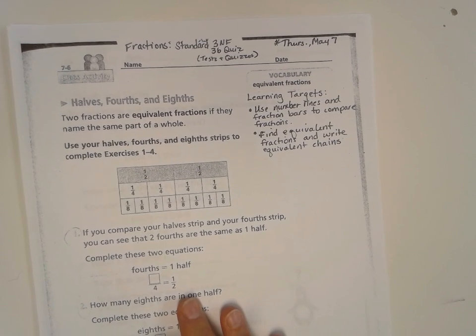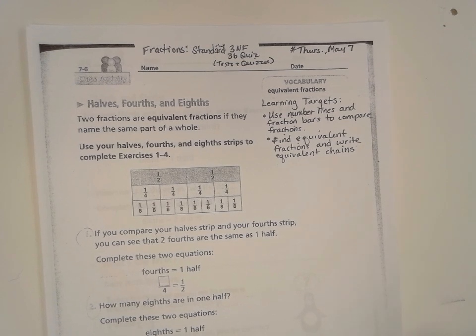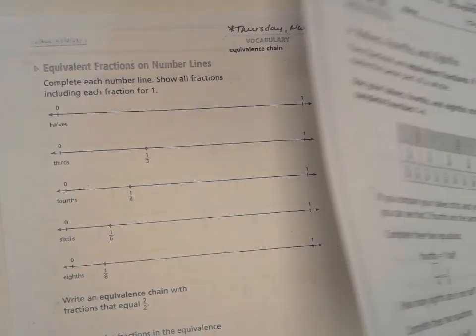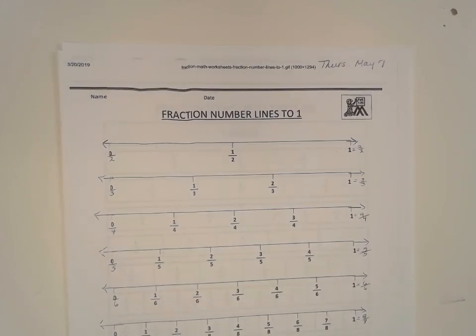So our learning targets today are to use number lines and fraction bars to compare fractions and find equivalent fractions and write equivalency chains. So again, we're going to go back to the idea of fractions. We're going to do a little review. We're going to use a couple different resources. You will have some information available to you on the Think Central assignment.